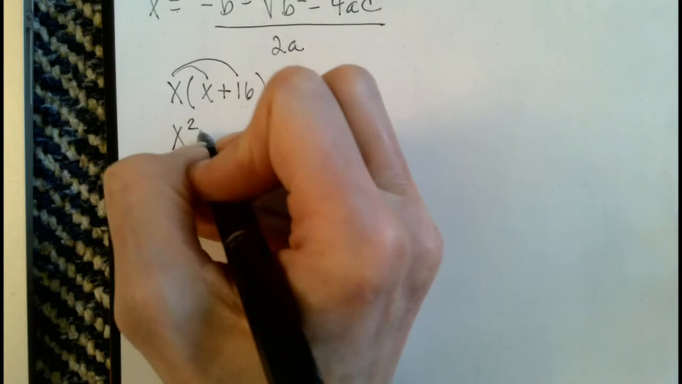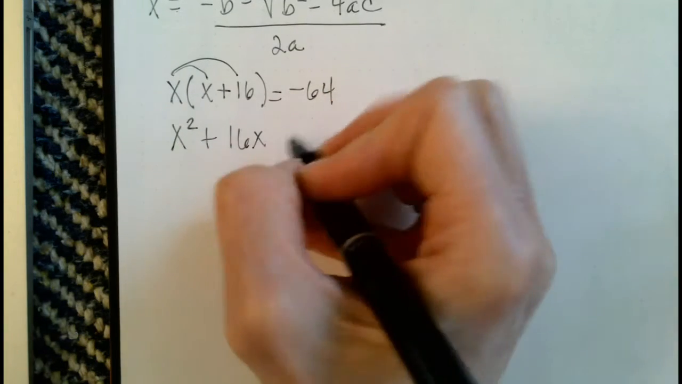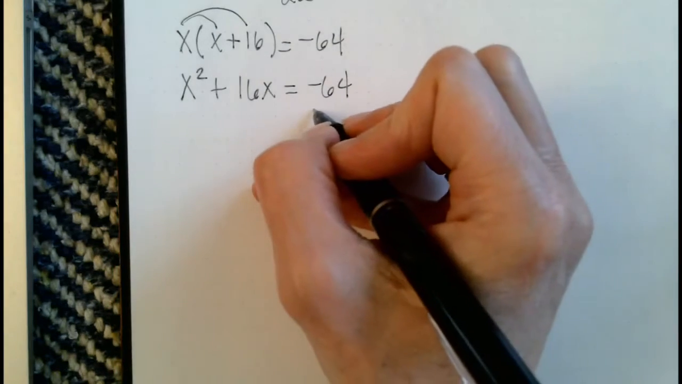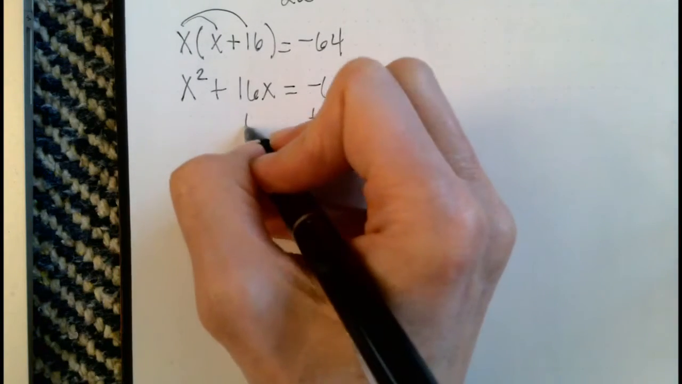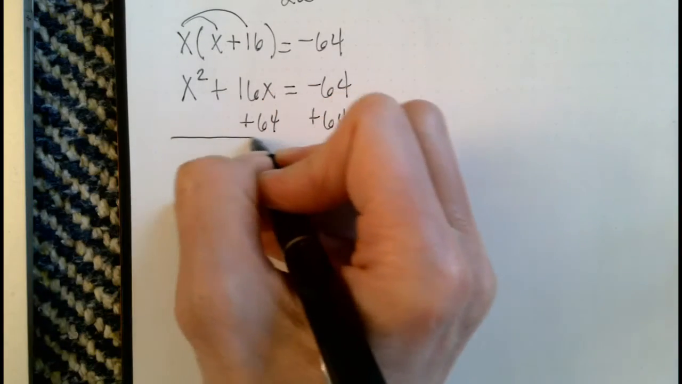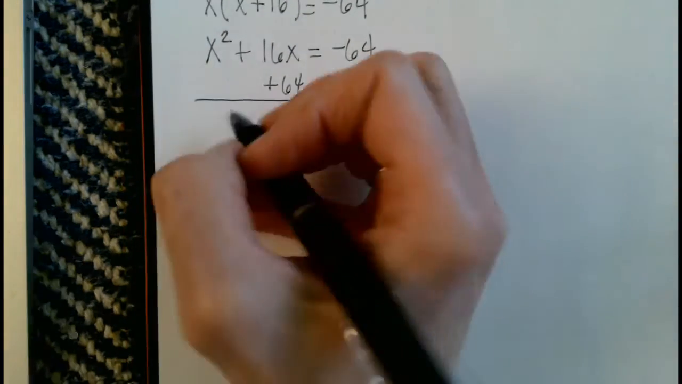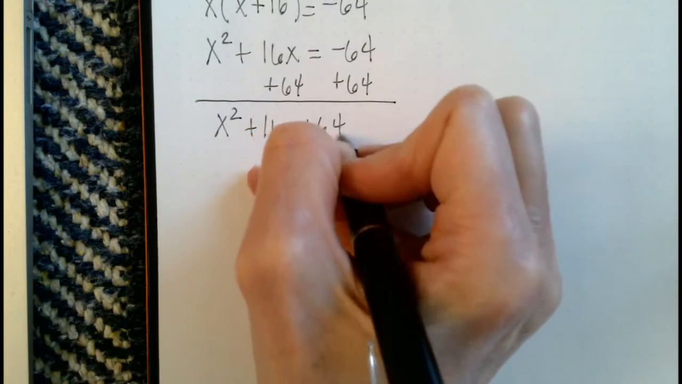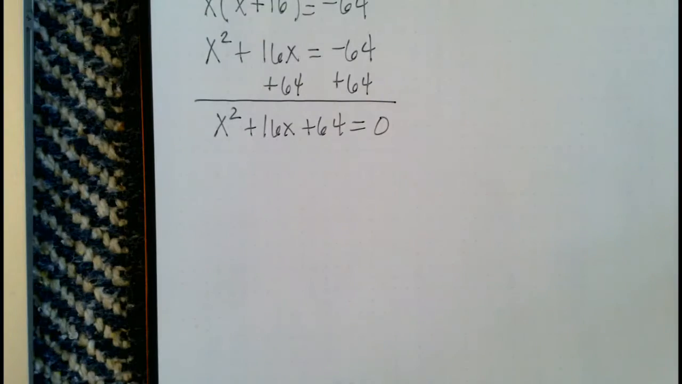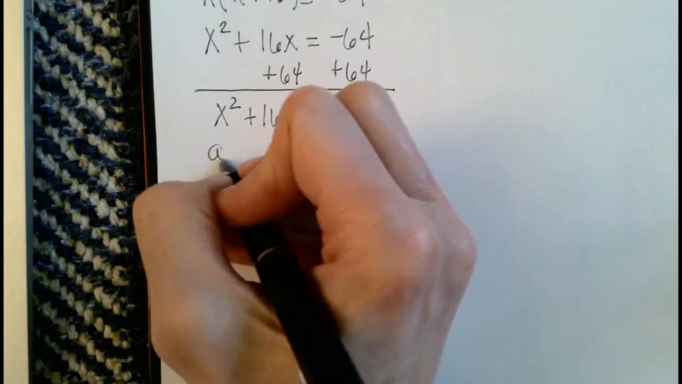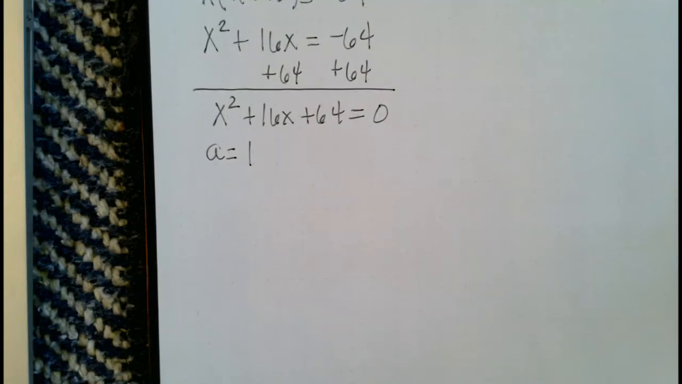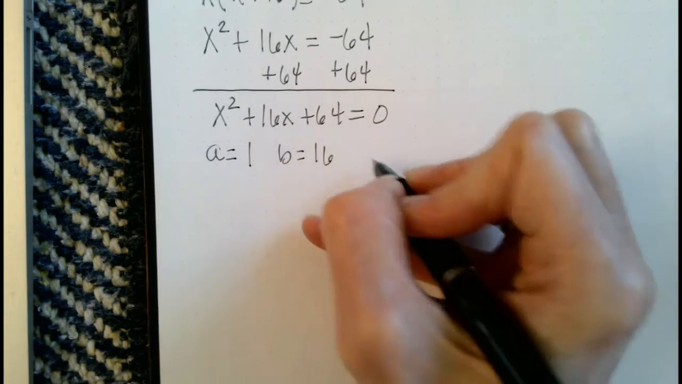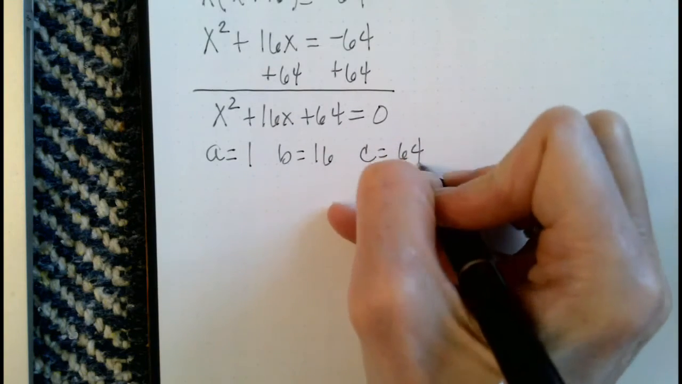So we're going to get x squared plus 16x equals negative 64. And then, again, in order to use the quadratic formula, we need to have the equation set equal to 0. So it's going to be x squared plus 16x plus 64 equals 0. And we can identify the fact that a is 1. The number written in front of the x squared, there isn't anything, so it's a 1. B is 16. And c is 64.